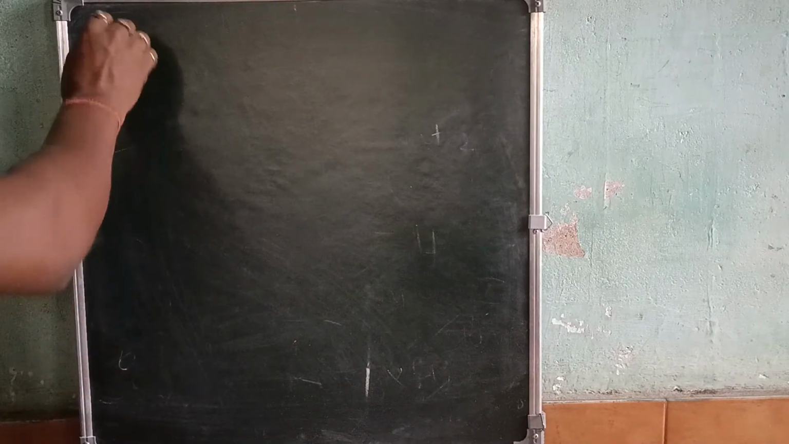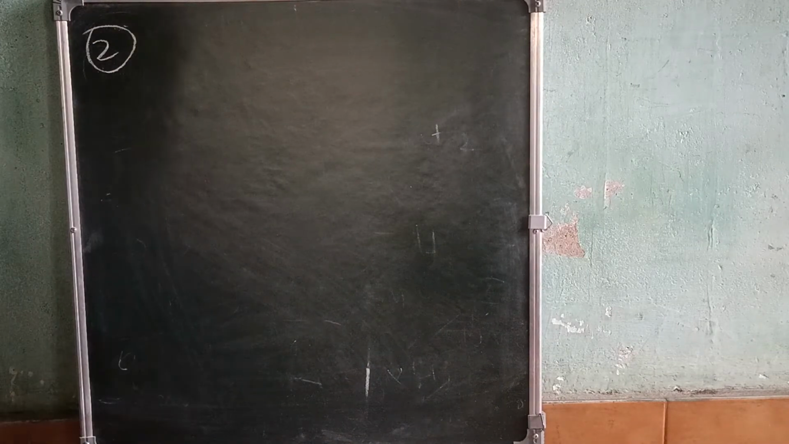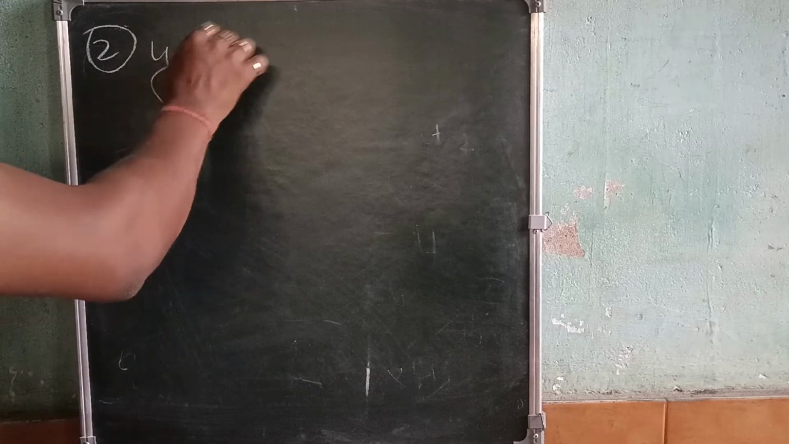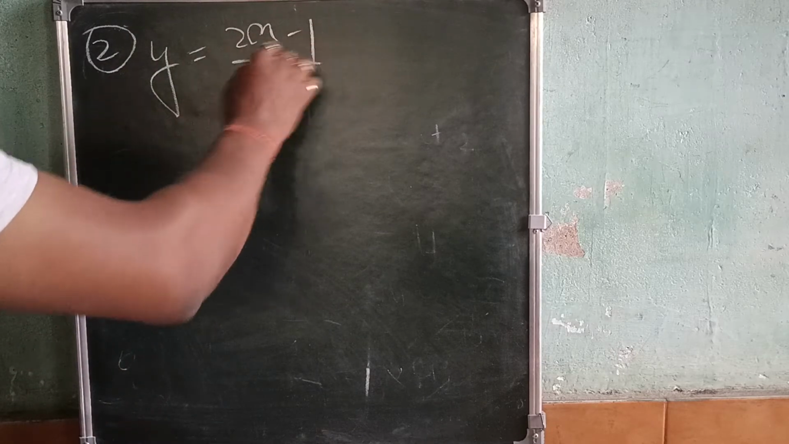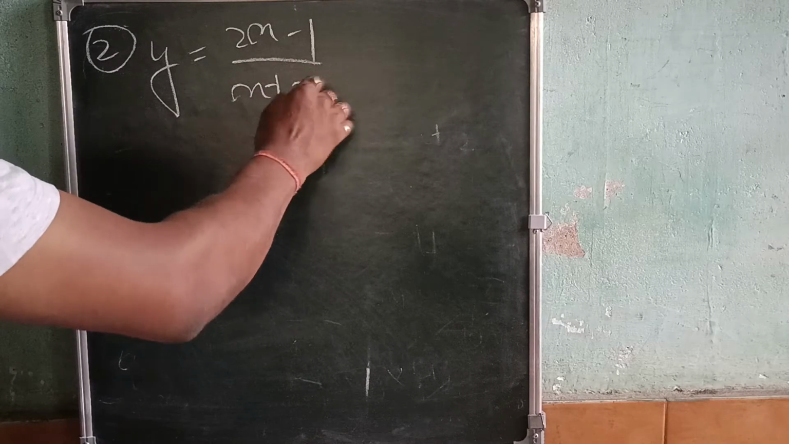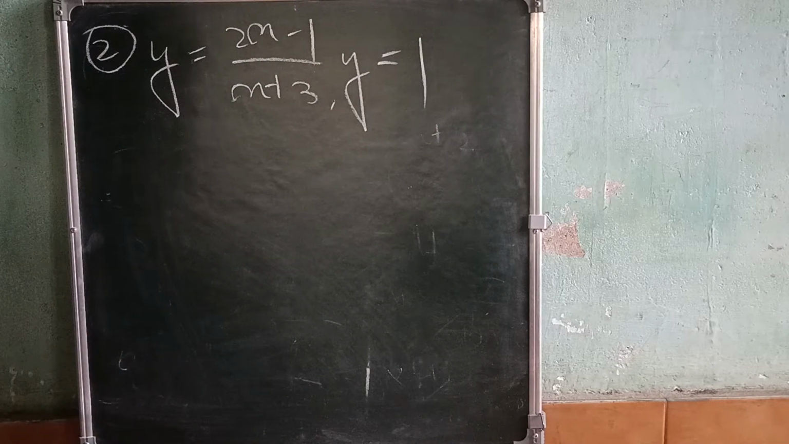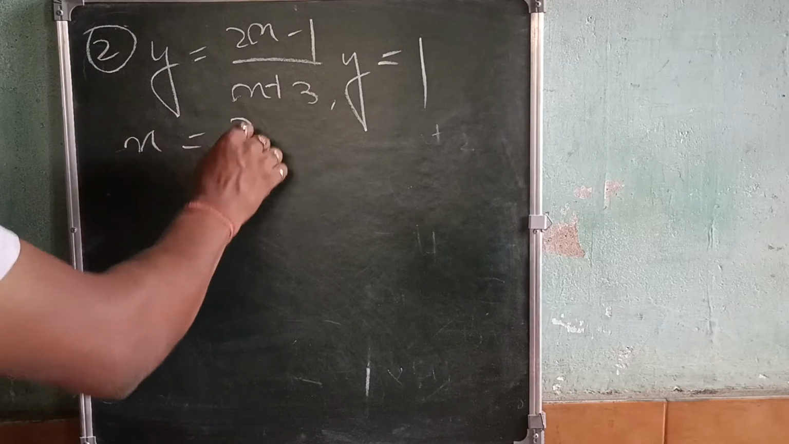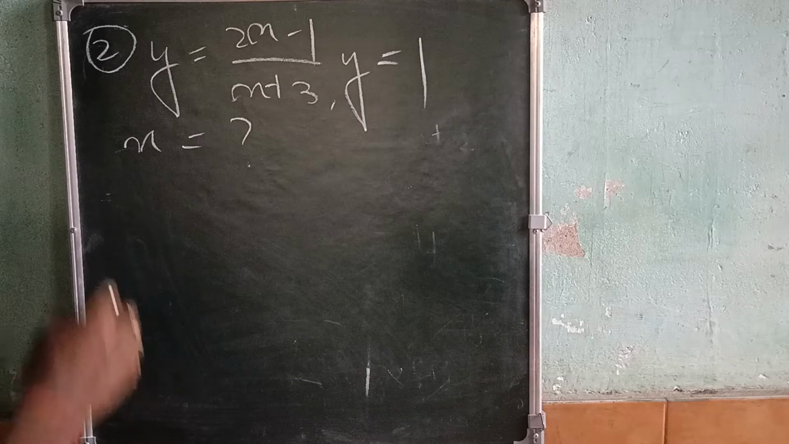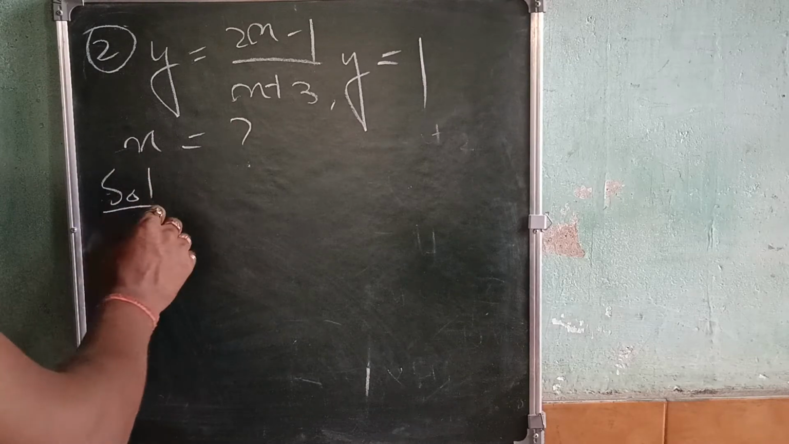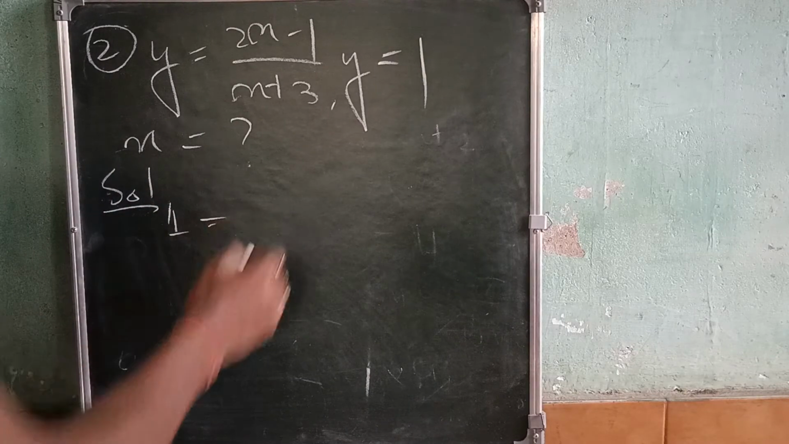The next question is on the blackboard. You see, y is given as equal to (2x minus 1) by (x plus 3), and y is also given, right? y is equal to 1. The question asked is: how much is x? Very simple question. How do you solve it? Just put the value of y. The y value is 1, so make it 1.